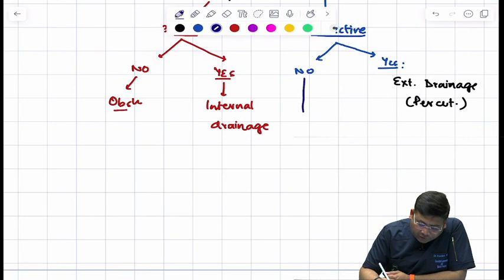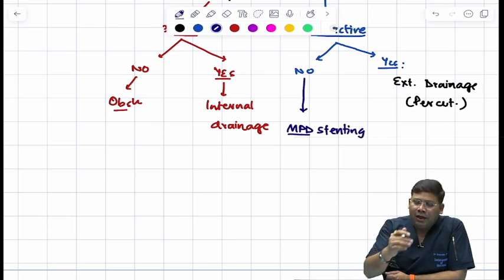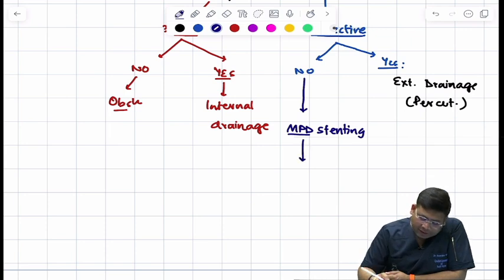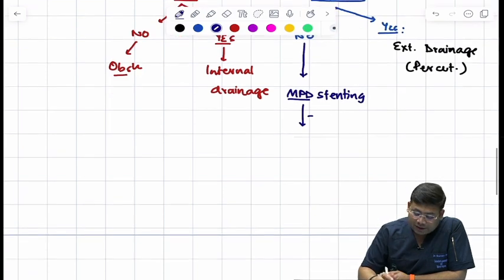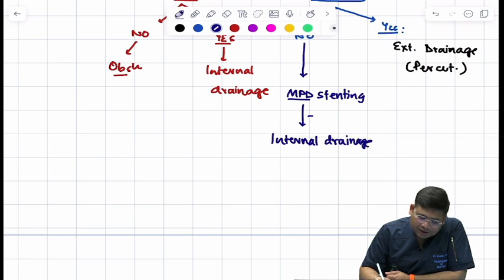If it is not infected, then we have two things. We have the MPD stenting, main pancreatic duct stenting you will do. So the patient will have some relief of the symptoms, and then if the stenting fails to resolve this cyst, then you will have to go for internal drainage. And what is the internal drainage strategy that we have?